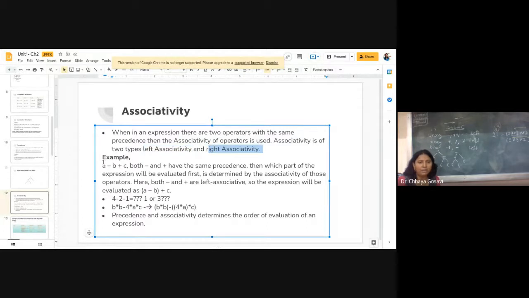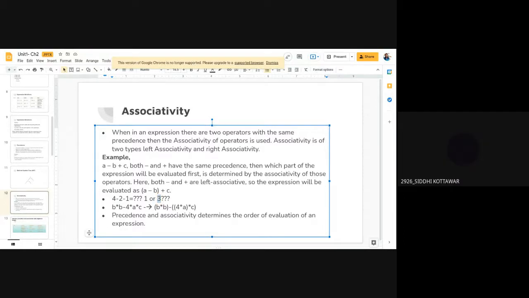So A plus B minus C, here minus and plus have the same precedence. Then which part of the expression will be evaluated first? It is determined by the associativity of these operators. Both minus and plus are left associative. The expression will be evaluated as A plus B first, and then minus C, whatever the result is. In this case, 4 minus 2 minus 1 should be 1 or 3.